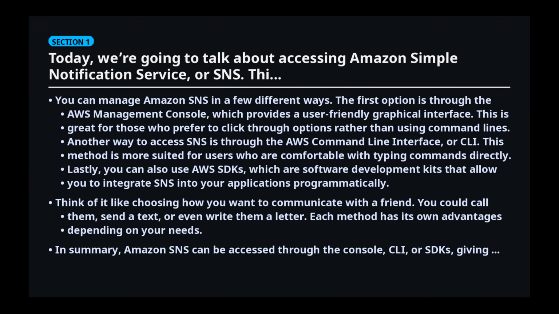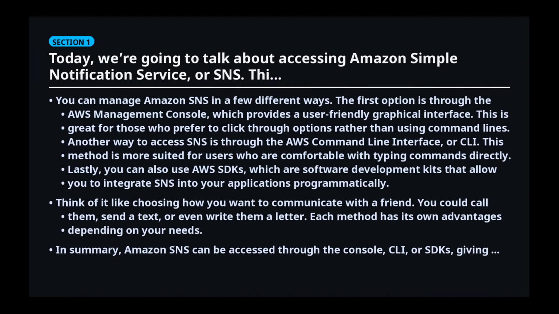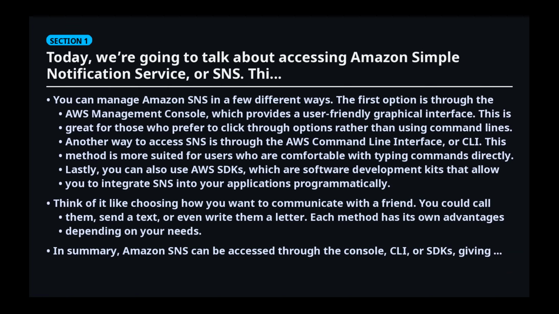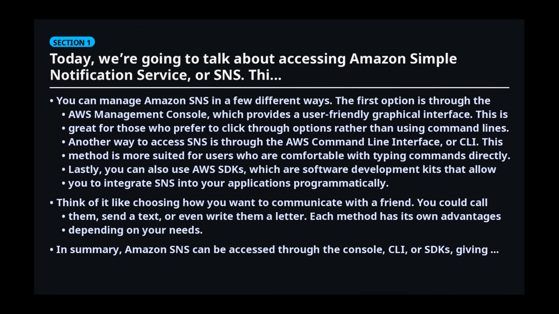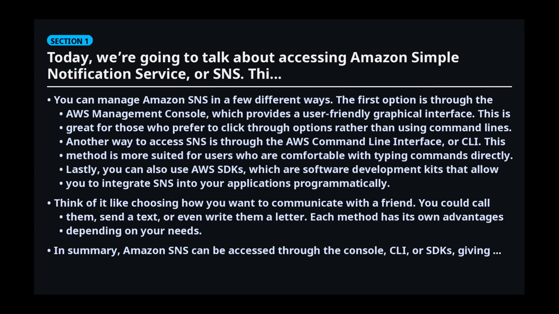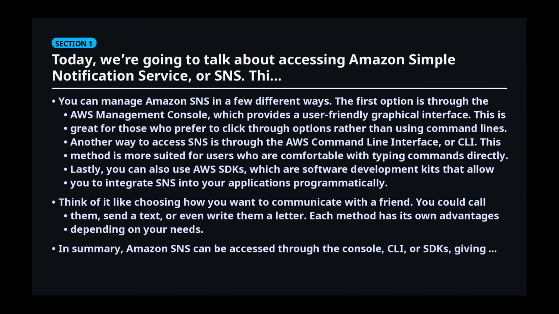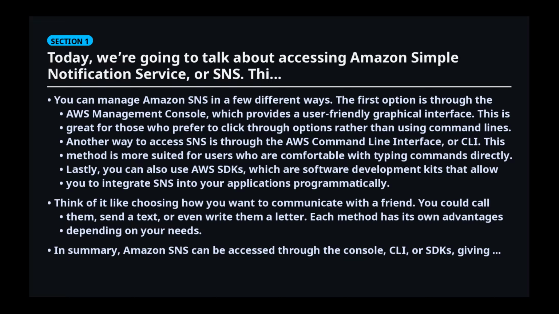Think of it like choosing how you want to communicate with a friend. You could call them, send a text, or even write them a letter. Each method has its own advantages depending on your needs. In summary, Amazon SNS can be accessed through the console, CLI, or SDKs, giving you flexibility in how you manage your notifications.